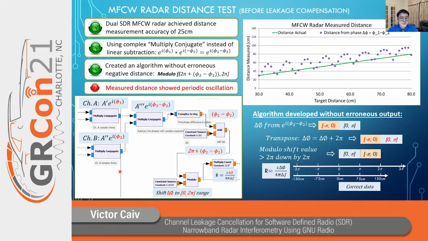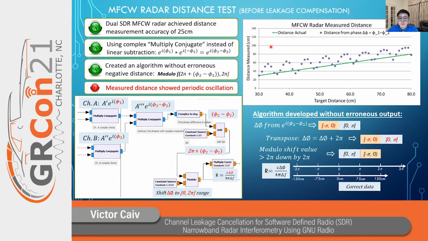That will translate into a GNU Radio plot, or code, that looks something like this. We have the two signals here, and we can use the e to the i phi form, use a multiply conjugate to subtract their phases, and add 2 pi and use mod 2 pi to ensure that everything is in the right place.